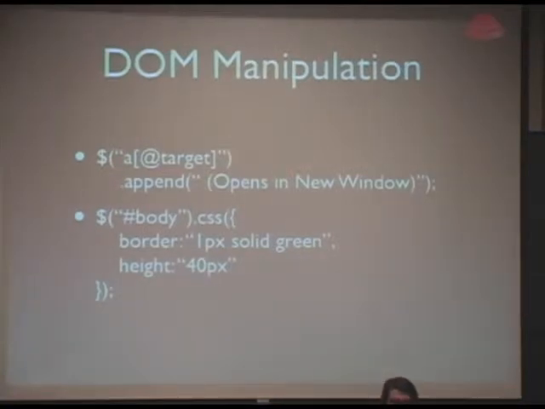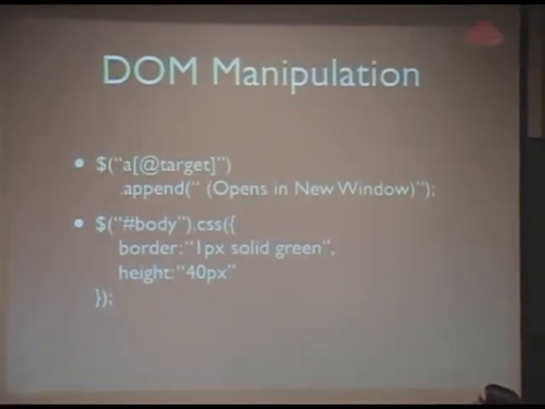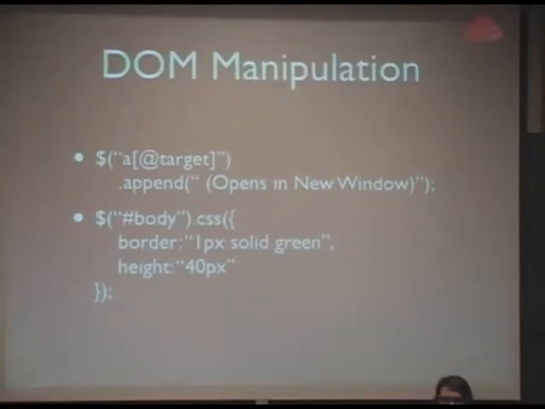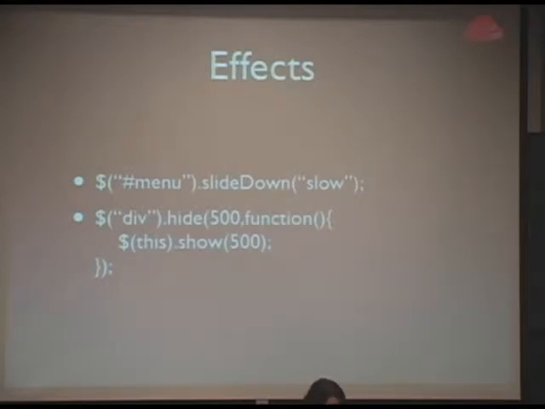So here's an example of manipulating an HTML document. We find all links that have a target attribute, and we append the text "opens in a new window." And then here we set some CSS style properties on the element that has the ID of body. And then some more examples of animations. The second one here is, we animate all divs simultaneously, hiding them for half a second, and then when that's done, they all animate back out again for the rest of the second.